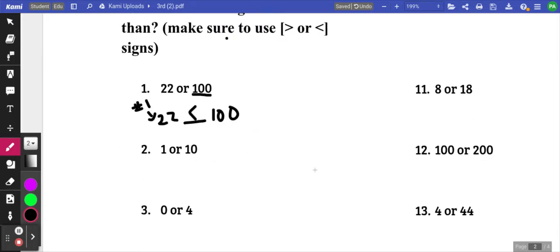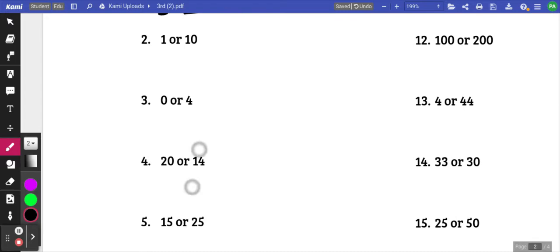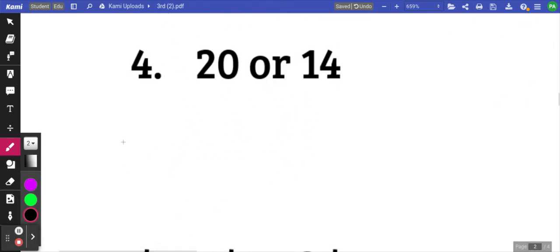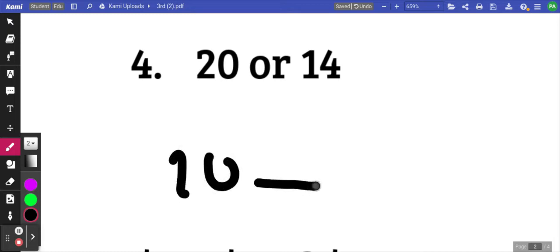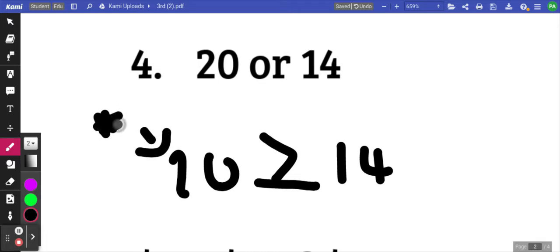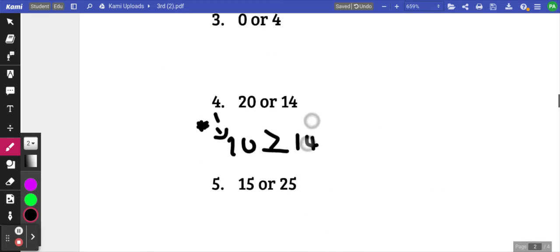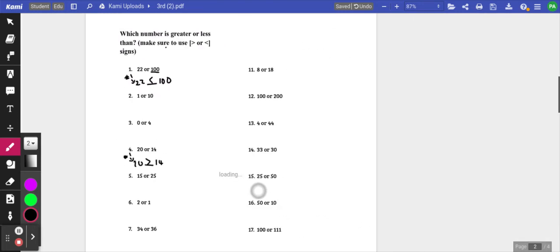Now let's try one more. Let's try number 4. So it's 20 or 14. Obviously, we know that 20 is bigger than 14, so we're going to eat 20. Now, like I said, once more, we're going to say 20 first because this is the very first thing that comes up. So 20 is greater than 14. This is just practicing and making sure you know how to say these and use these symbols properly.